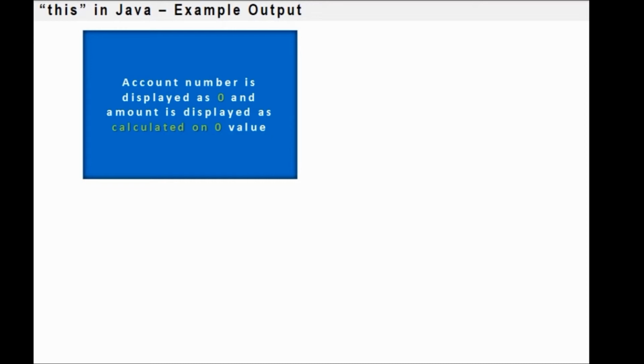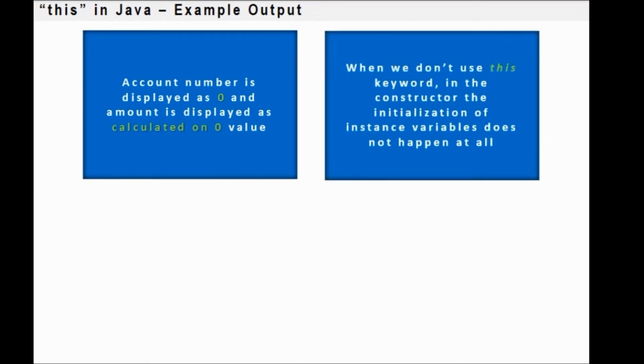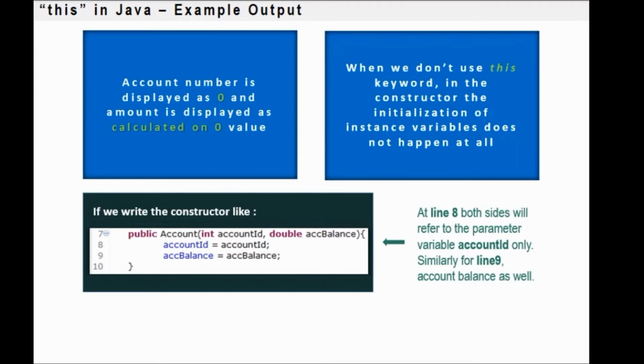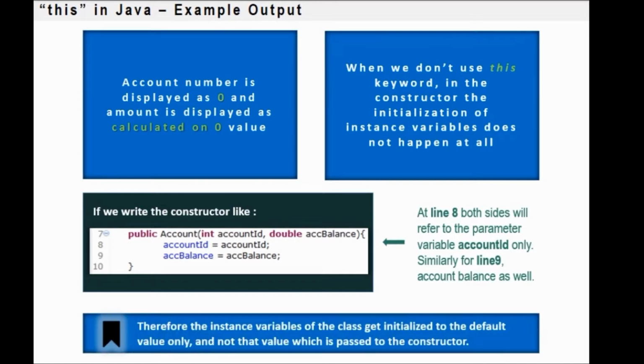The difference is visible, because when we don't use this keyword in the constructor, the initialization of instance variables does not happen at all. That is, if we write the constructor like this, then, here at line 8, both sides will refer to the parameter variable, account ID only. Similar behavior will happen for line 9, account balance as well. Thus, the instance variables of the class get initialized to the default value only, and not to the value which was passed to the constructor.